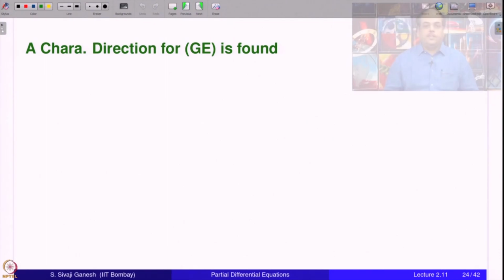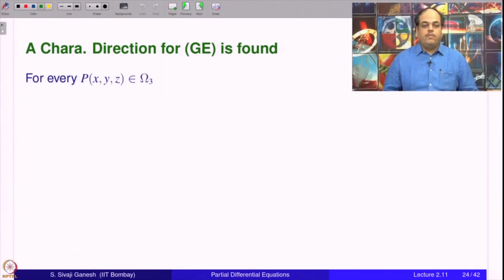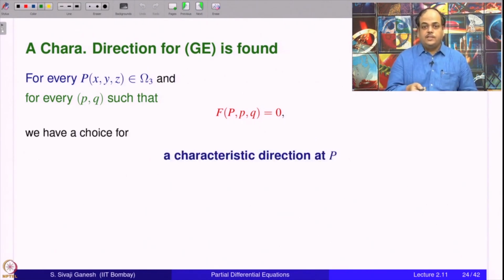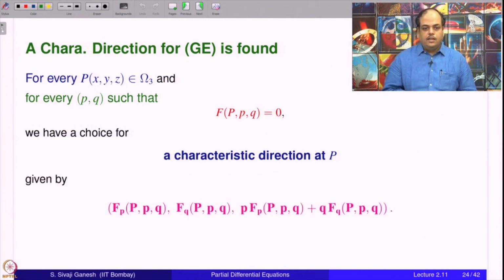So, a characteristic direction for the GE is found for every point in omega 3 and every p, q. We no longer require q of p here. After all, if q is a function of p, q is some value, right? It satisfies this equation still. We have found a characteristic direction at p. What is that? Fp, Fq, p fp plus q fq.